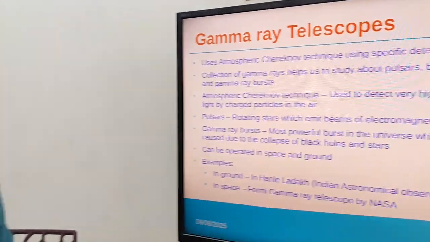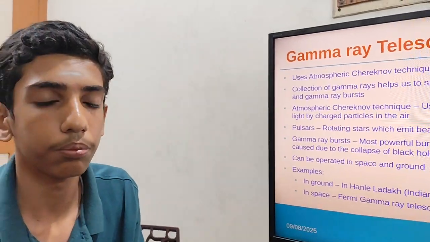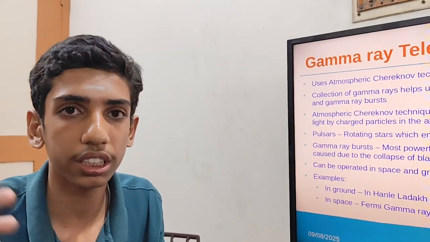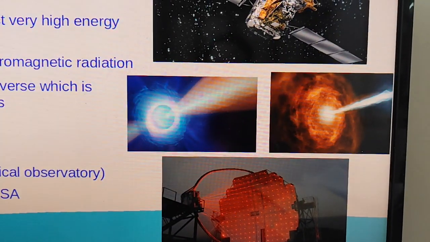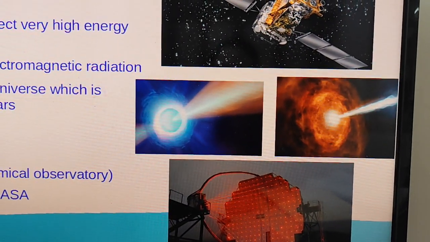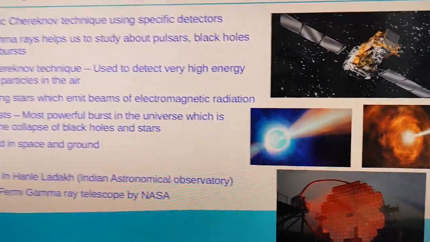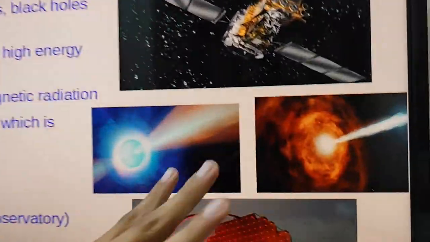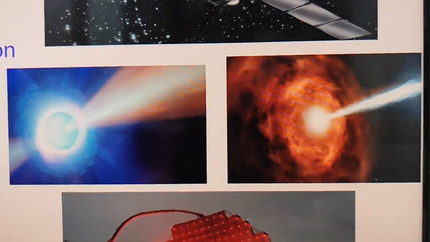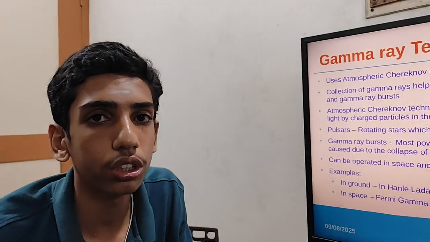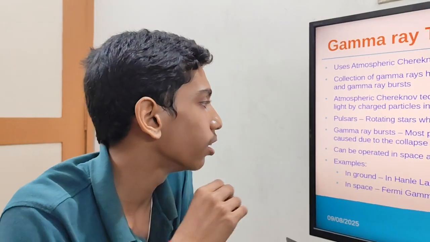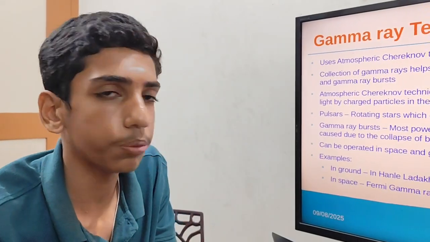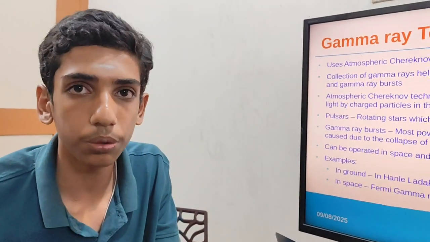Pulsars are rotating stars which emit high energy that reaches our Earth. See, this is an image of a pulsar where two stars, due to their gravity, attract each other and start to rotate. And this is an image of a gamma ray burst. It is the most powerful burst in the universe, which is caused by the collision of black holes and stars. And they can be operated in both space and on the ground, like radio telescopes.